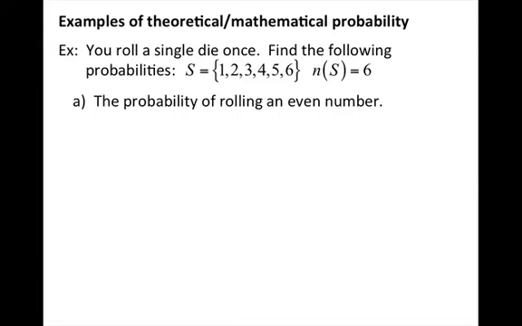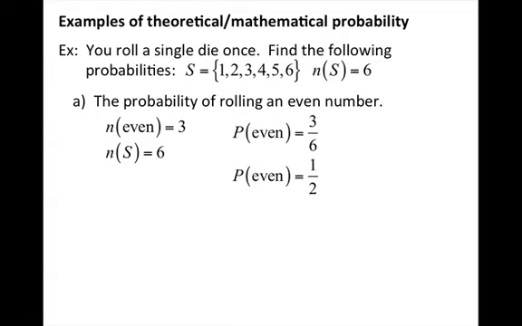So first, let's find the probability of rolling an even number. So the number of ways to roll an even number is 3. I could roll a 2, a 4, or a 6. And as we mentioned before, the number of elements in our sample space is a 6. So the probability of rolling an even, I have 3 chances out of 6 total. So the probability of rolling an even is 1/2.